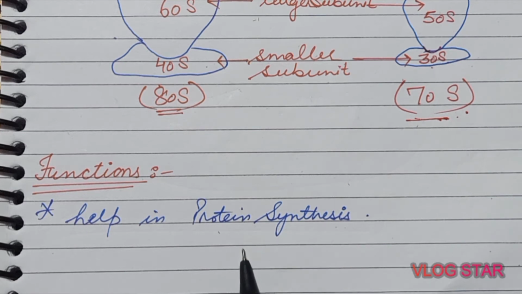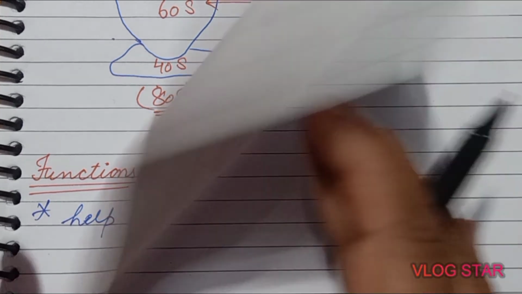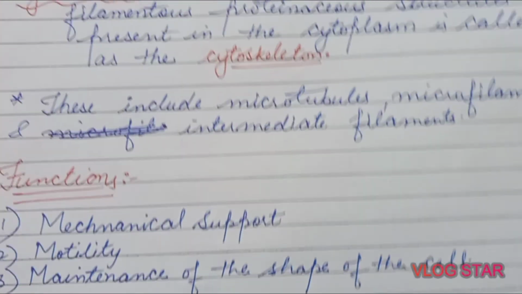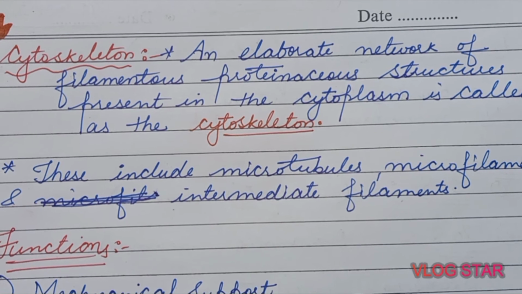At the time of protein synthesis, different ribosomes present inside the cell come together and perform this function. Now I am coming to the next organelle of a cell, that is the cytoskeleton. As the name indicates, cytoskeleton means the structures which form the skeleton of a cell.